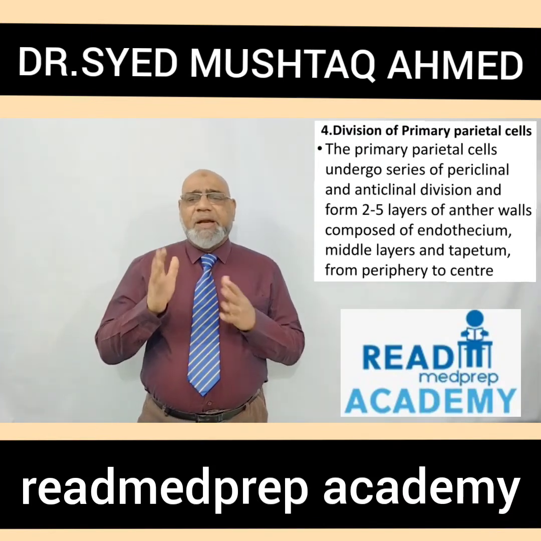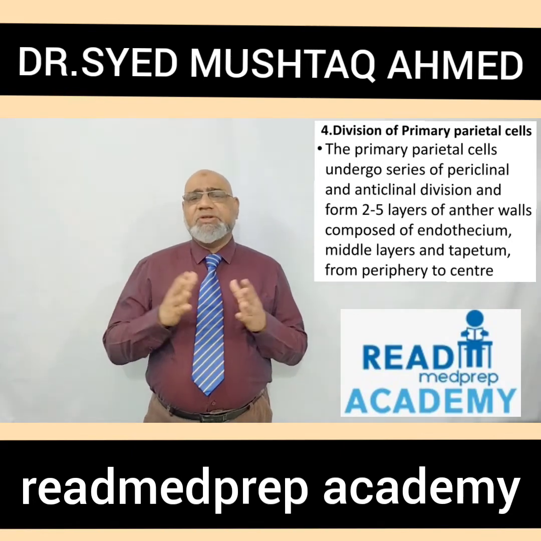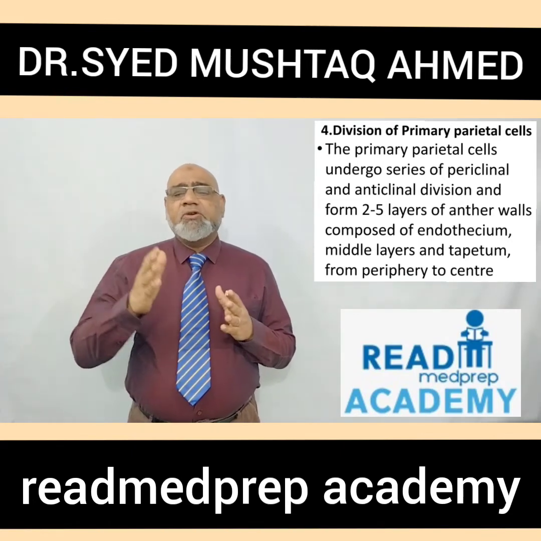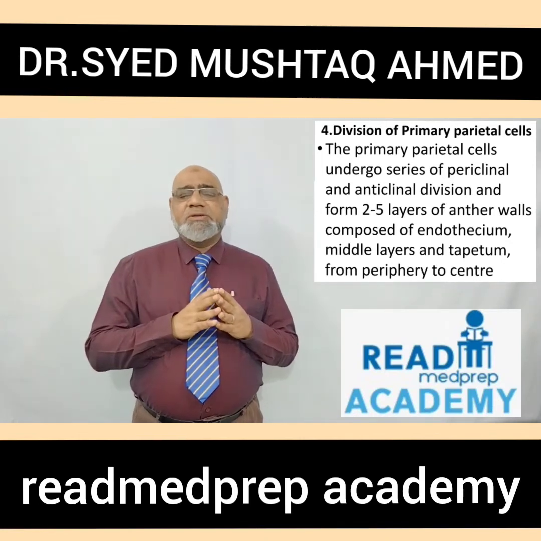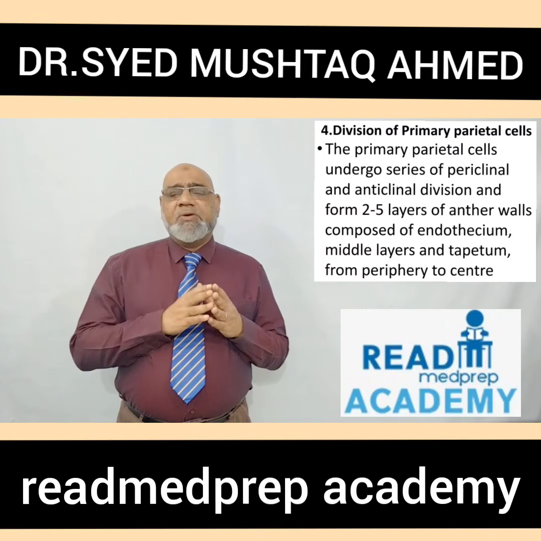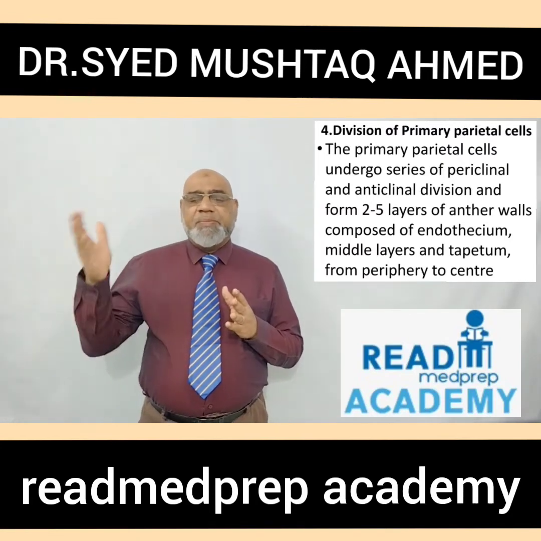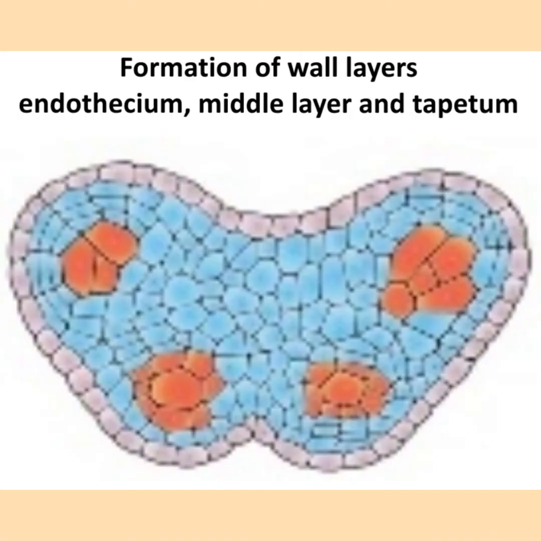Now, the fourth stage is the division of the primary parietal cells. The primary parietal cells undergo a series of periclinal and anticlinal divisions and form 2 to 5 layers of the anther wall, composed of the endothecium, the middle layers below the endothecium, and the tapetum below the middle layers, from the periphery to the center. Here you can see the formation of the wall layers by the parietal cell into the endothecium, the middle layer, and the tapetum.